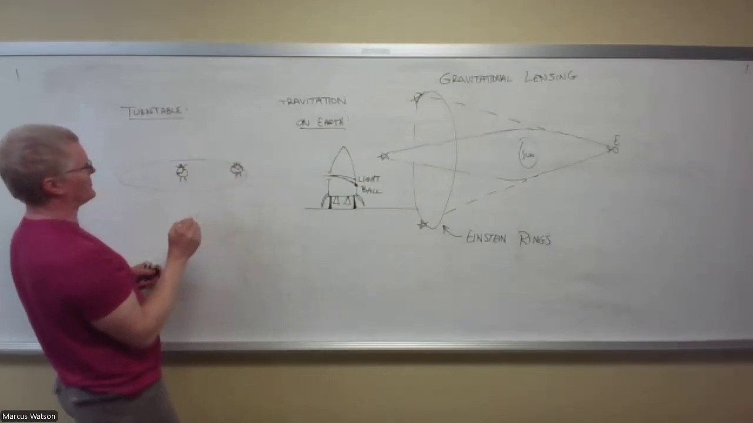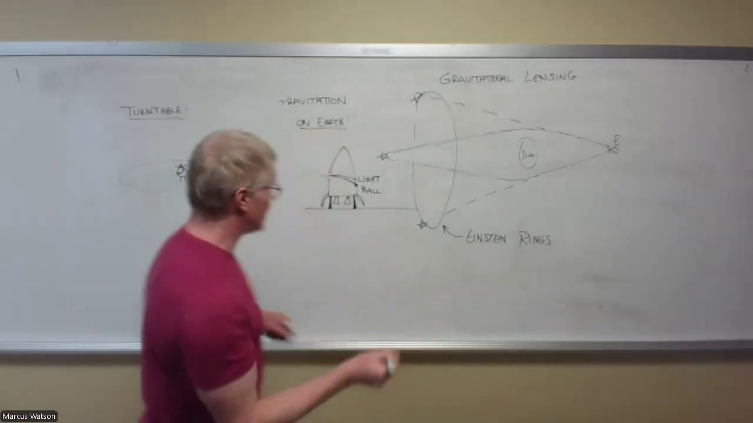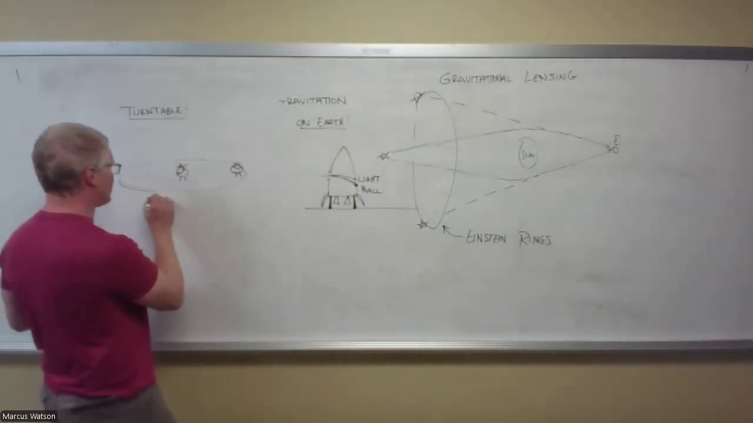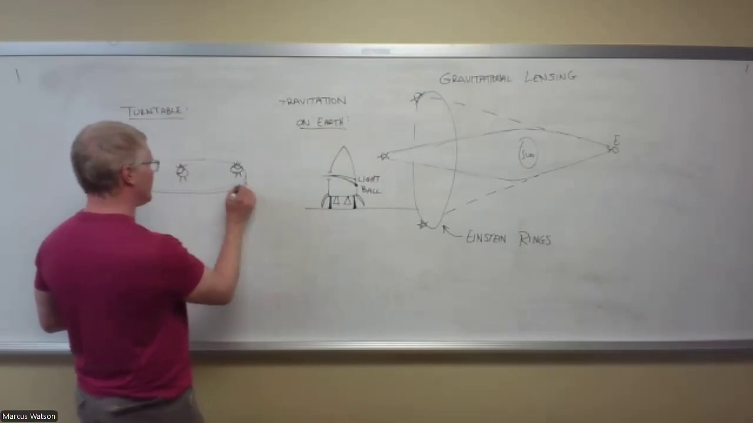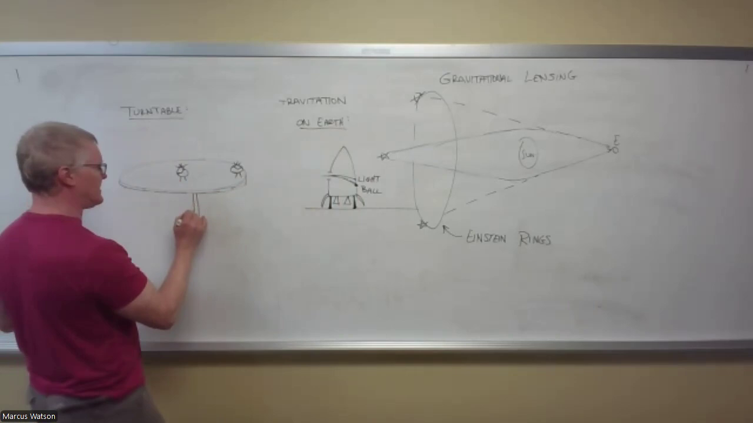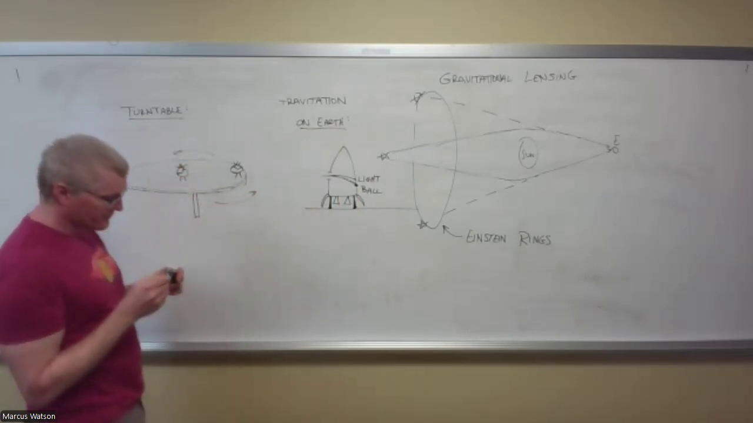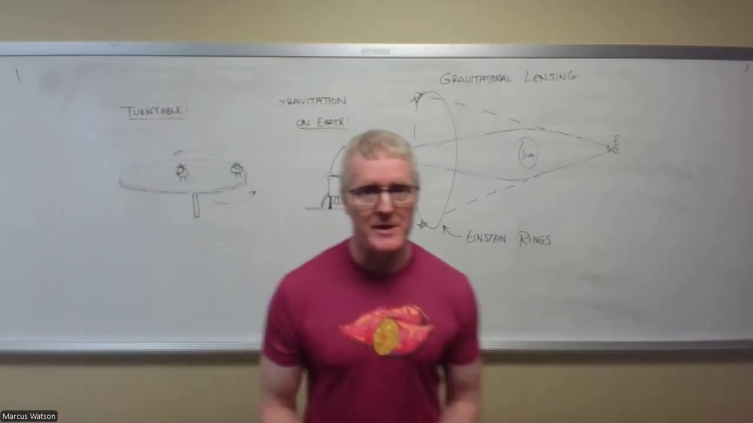Well, they're supposed to be clocks. So the turntable has two clocks on it, okay? And the turntable has a rotational axis, say here, and is rotating around like this, counterclockwise as seen from above.